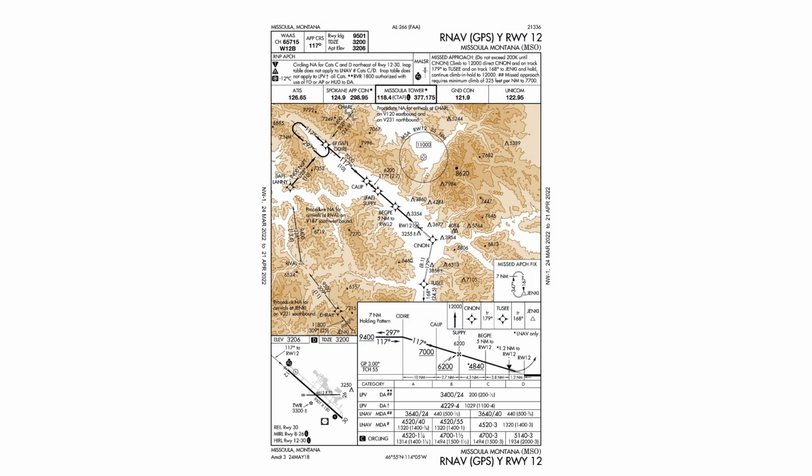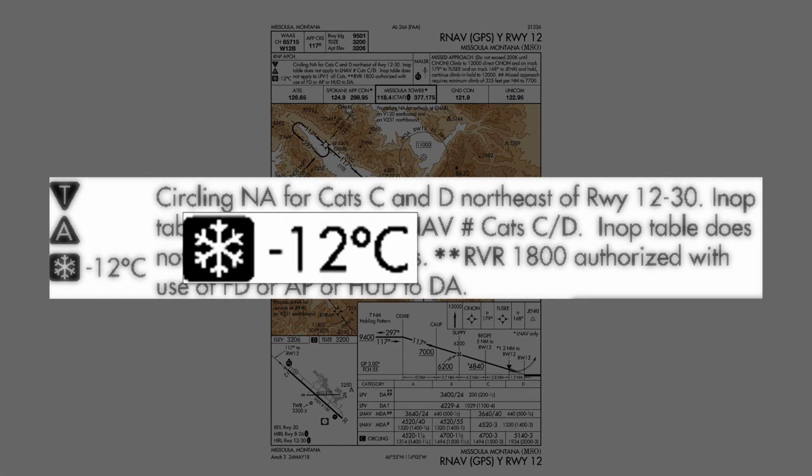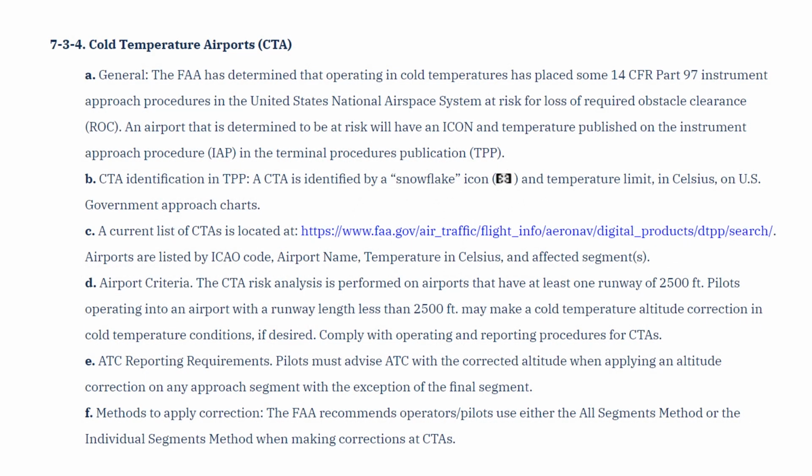Here's the RNAV Yankee approach into runway 12 at Missoula, Montana. In the notes section, there's a snowflake symbol with a temperature limit of negative 12 degrees Celsius. What this means is that Missoula is known as a cold temperature airport. AIM 7-3-4 illustrates what to do at airports such as these when on an instrument approach. The FAA has a list of all airports which are affected by cold temperature operations, based on certain safety criteria, and published here, along with the segments along the approaches which are affected.